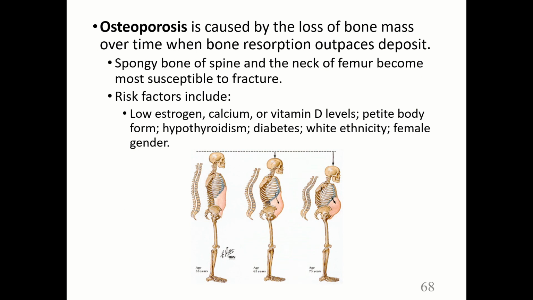Osteoporosis is caused by the loss of bone mass over time when bone resorption outpaces deposit. Spongy bone of the spine and the neck of the femur become most susceptible to fracture. That's because these are areas that bear a lot of compression weight, and also remember that the bone turnover in spongy bone is greater than compact bone, so spongy bone is most likely to be affected by osteoporosis.